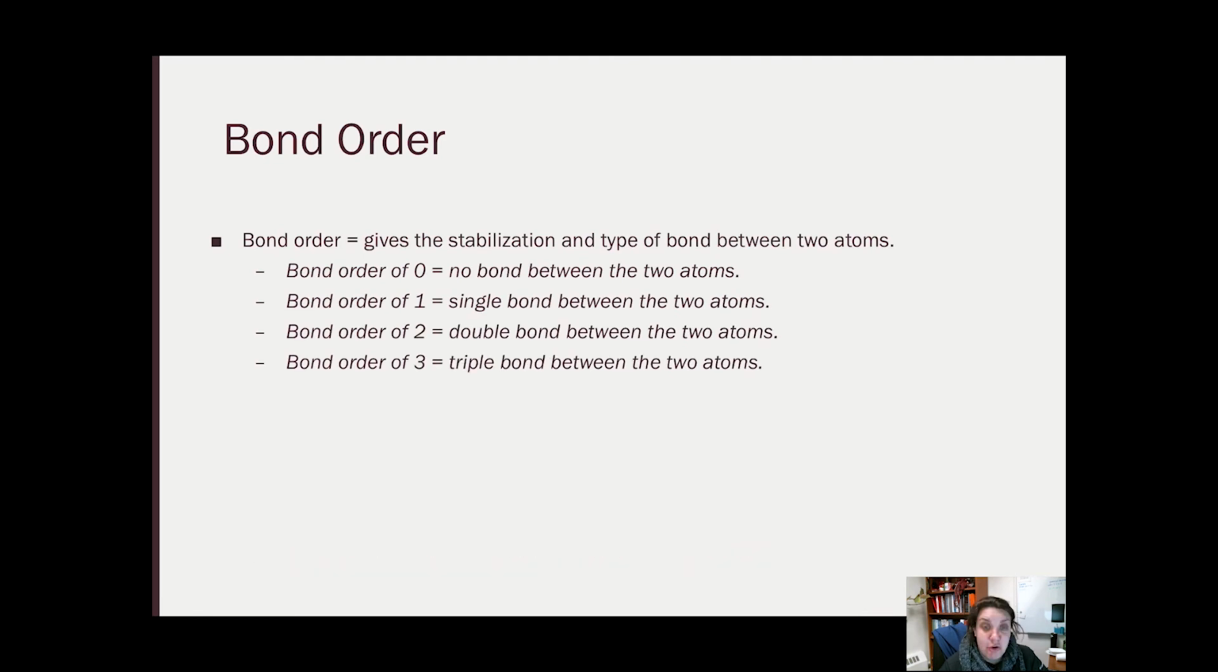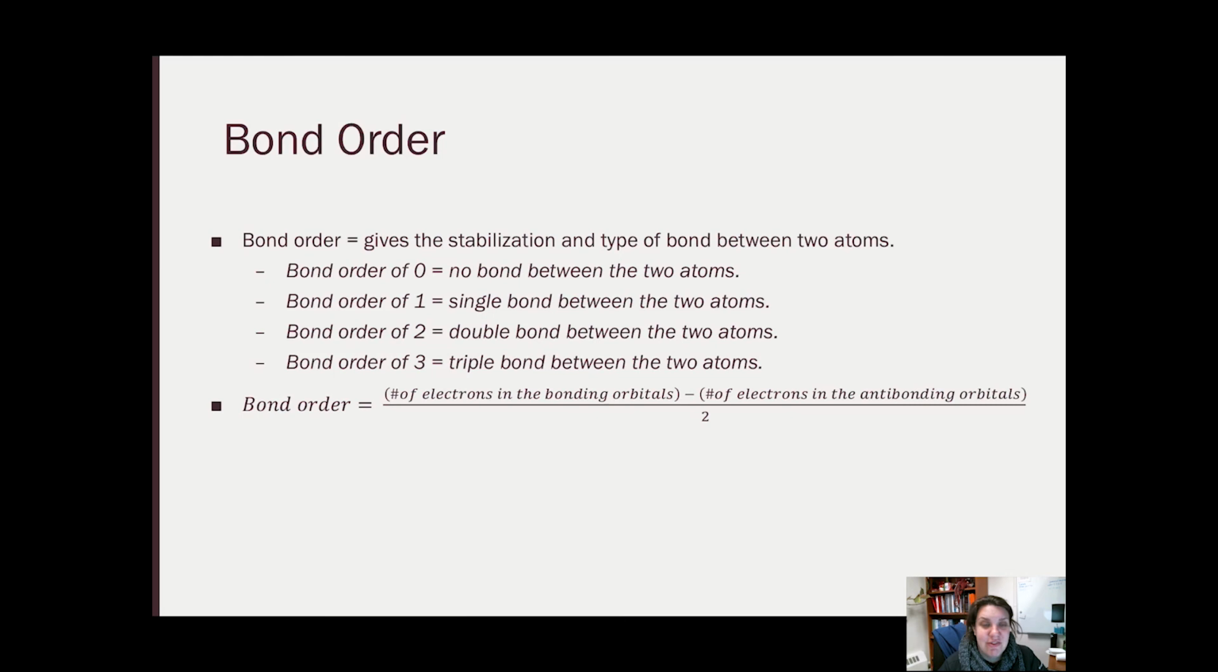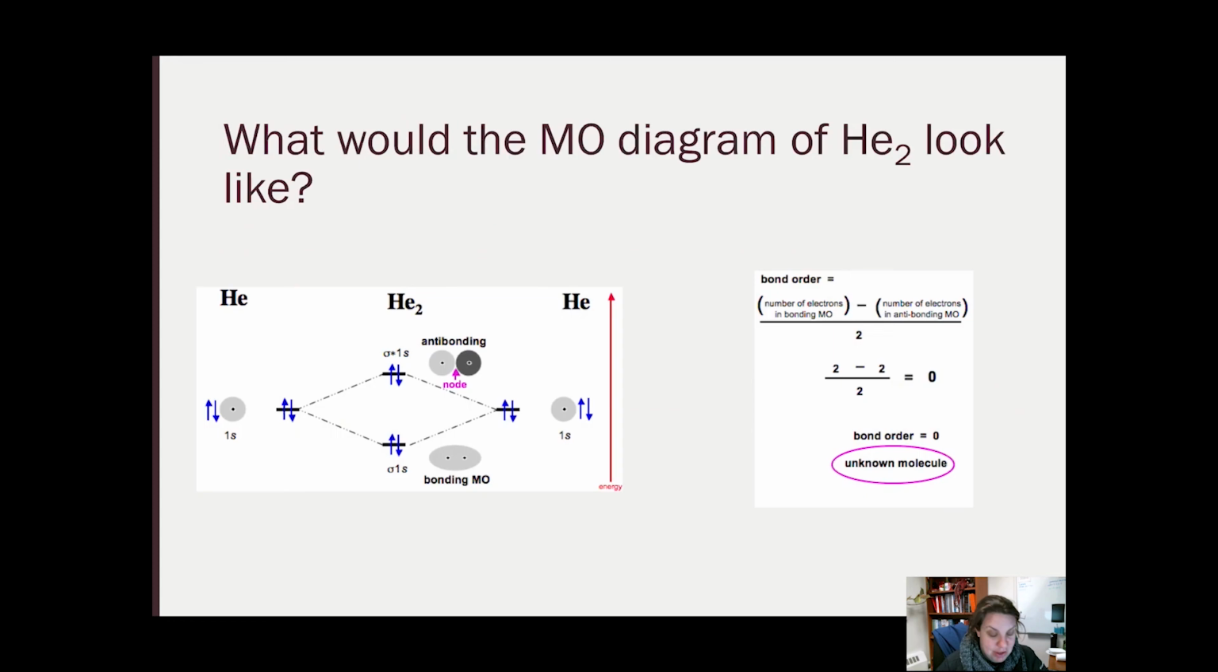We determine our bond order by taking the number of electrons in our bonding orbitals, subtracting the number of electrons in our anti-bonding orbitals, and dividing the whole thing by 2. We'll look at that in just a minute. So let's look at an example of He2. So He2, you may not have ever heard of it, and for a good reason.